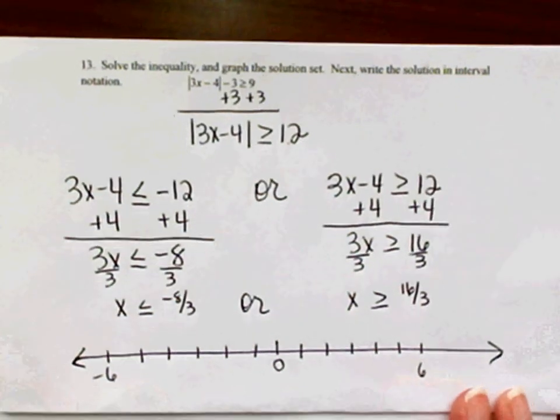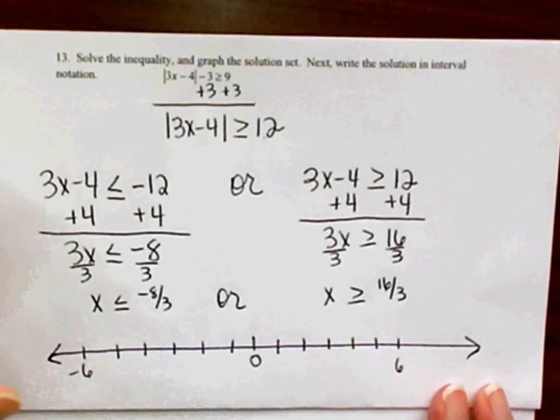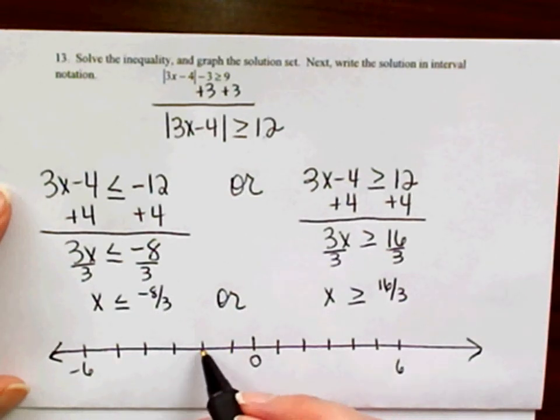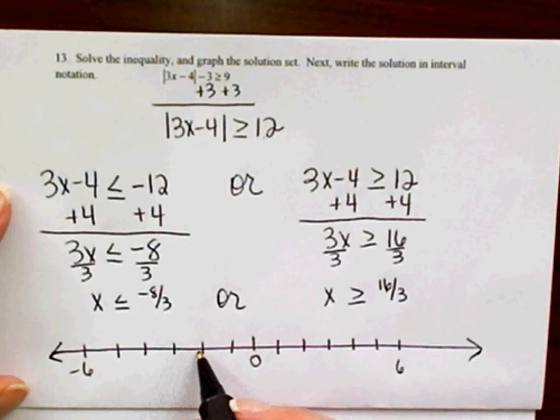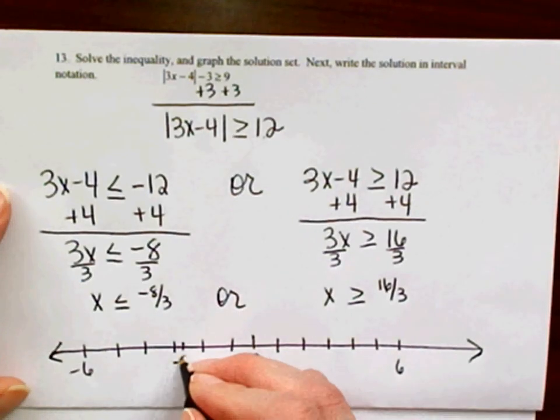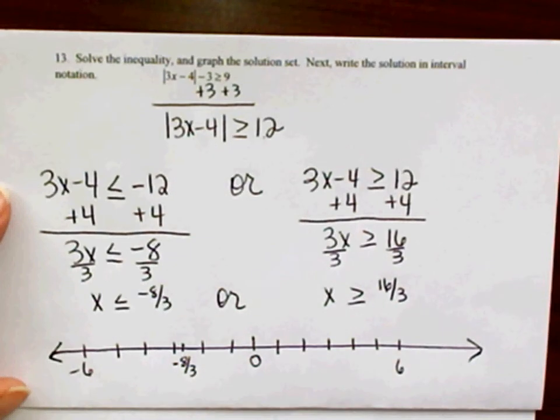Alright, so here's my lovely little number line. That negative 8/3, I need to think of it as a mixed number. So that's a negative 2 and 2/3. A negative 2, think of this as 3 equal parts. We're taking 2 of them. So a negative 8/3 is negative 2 and 2/3.